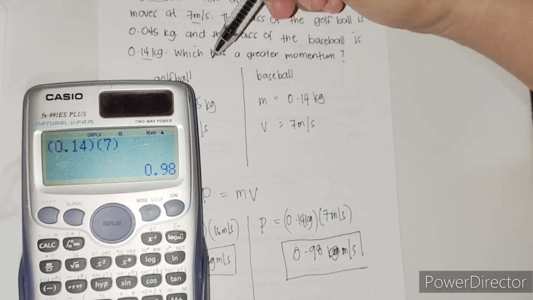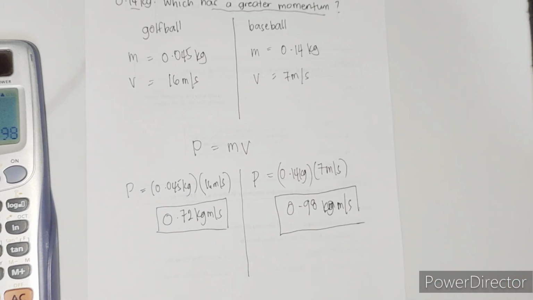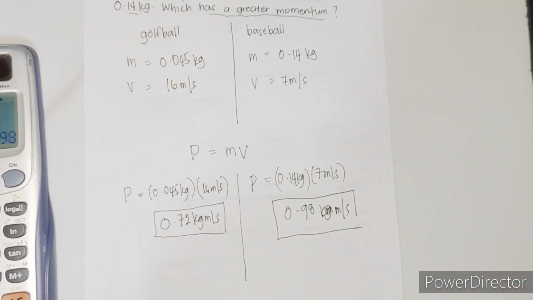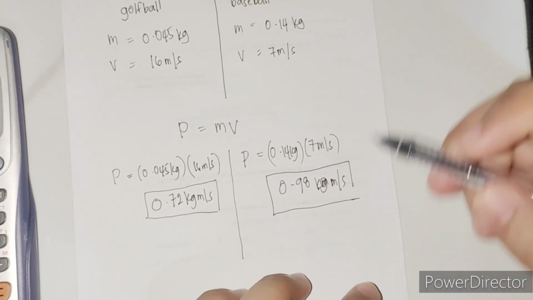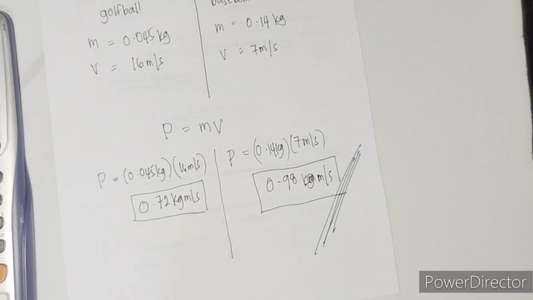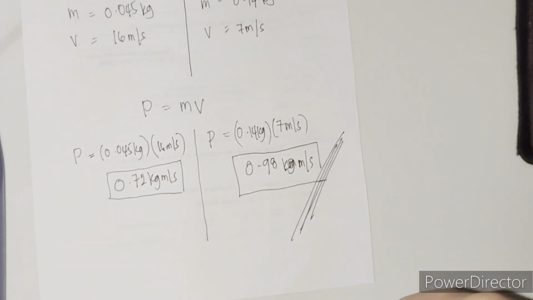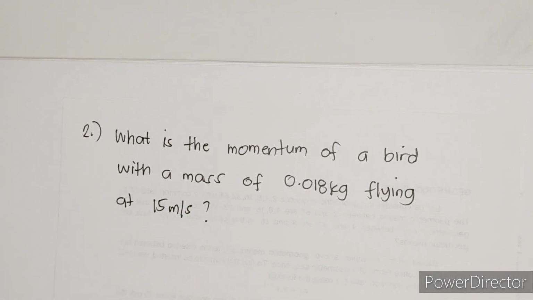Babalikan natin yung problem. Ang hinahanap niya, which has a greater momentum. So, ibig sabihin, you need to compare the two. Alin dyan ang merong mas mataas? Baseball po. Baseball. So, ibig sabihin, ito po ang ating hinahanap. 0.98 ang ating final answer. Super clear. Okay. Now proceed with example number 2.